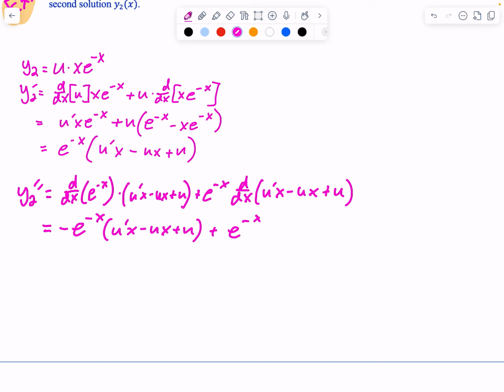Plus e to the negative x. And then these are going to be a couple product rules. I got u double prime x plus u prime. And then the second, that was the first. This is going to be our second product rule. I get u minus u prime x plus u prime.